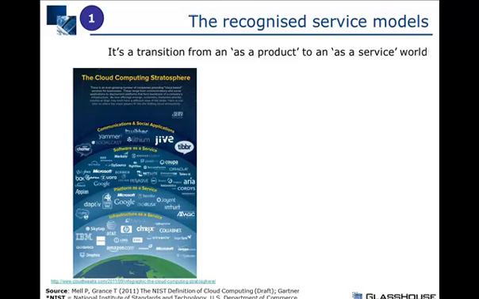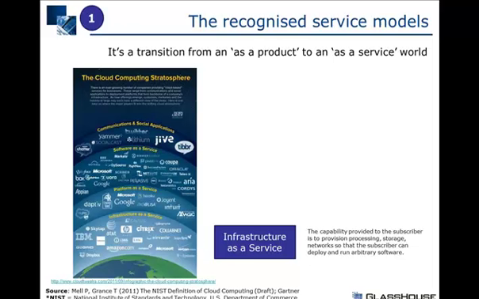Cloud computing is essentially a transition from an as-a-product to an as-a-service world. While marketeers now suggest everything is available as a service, in relation to cloud computing, there are really only 4 widely accepted service models. The delineation between these service models comes down to the point within the IT supply chain at which the service is being consumed.